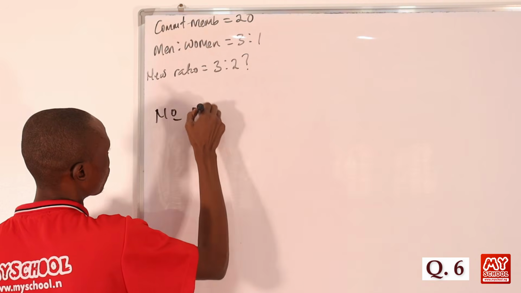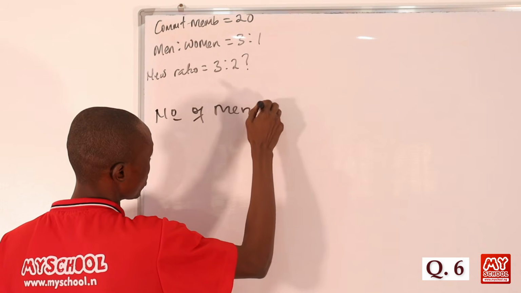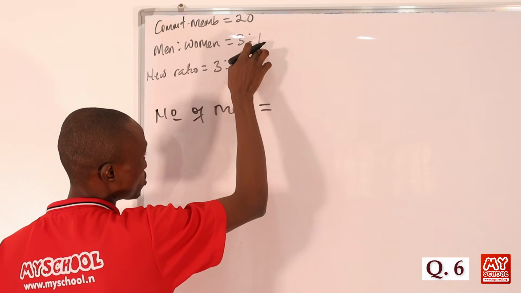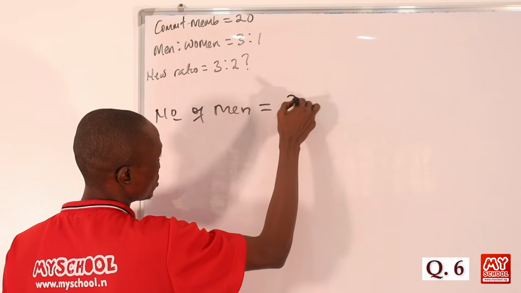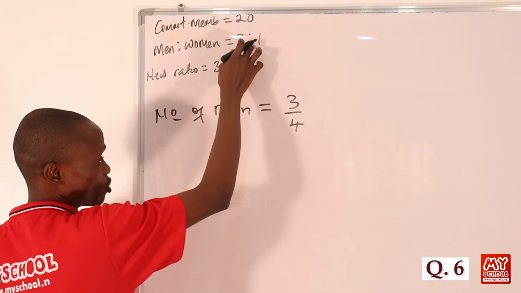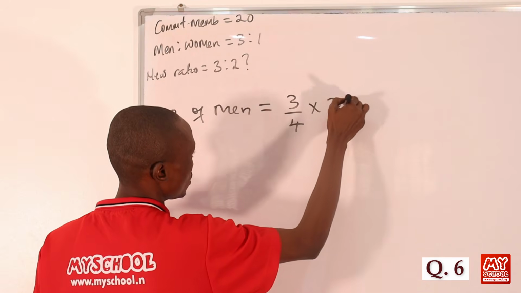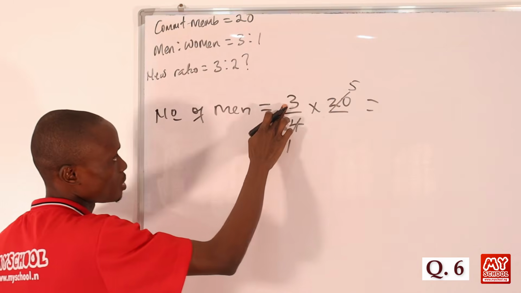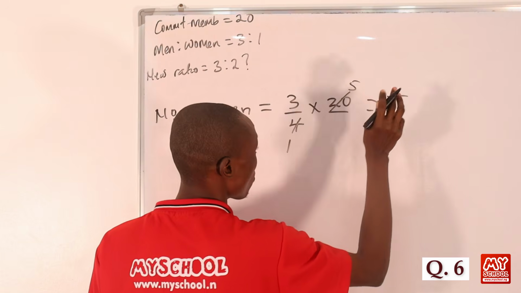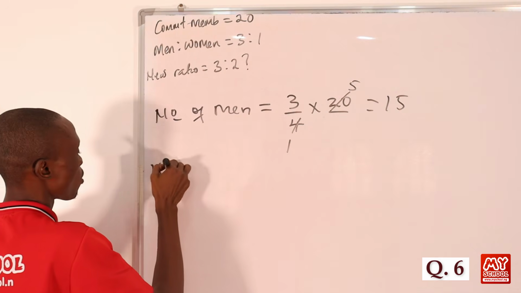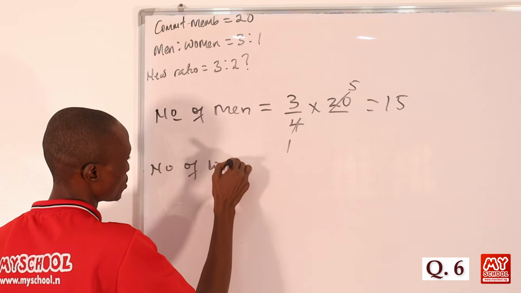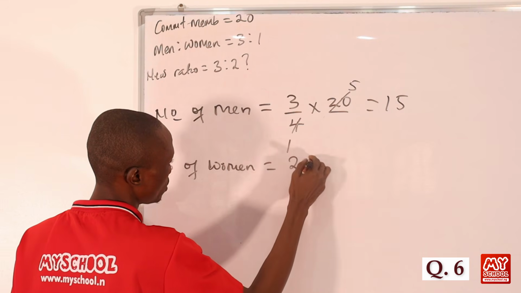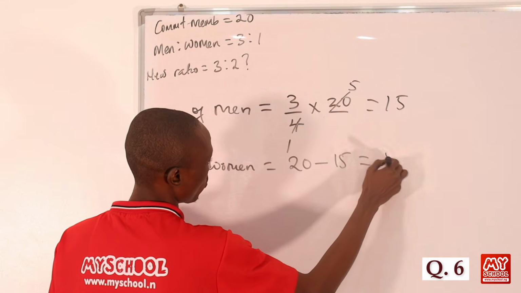So the number of men in the committee, the actual number, is equals to, of course, we have to add this to get our total ratio. So in this case, we're having 3 over 4, where 4 represents the total ratio, right? Times 20. So 4 here is 1 and 4 here is 5. So that will be 3 times 5, and that is 15. So the number of men is 15, while the number of women in the committee will be equals to 20 minus 15. And that is equals to 5, right?